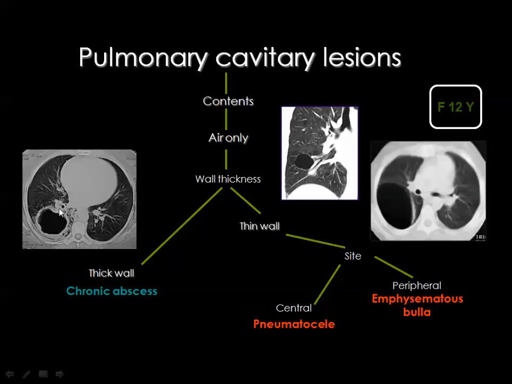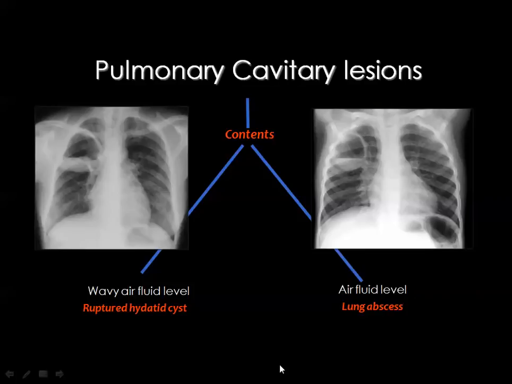If the wall is thick like this, then you are dealing with a chronic lung abscess. But if the wall is thin like this, then look at the site of the lesion. If the lesion is within the pulmonary parenchyma, you are dealing with a pneumatocele. If the lesion is peripherally located, subpleural in position, you are dealing with an emphysematous bulla. And you remember that an air fluid level in the cavity will lead to the diagnosis of a lung abscess or an infected pneumatocele, considering that the air fluid level is straight.